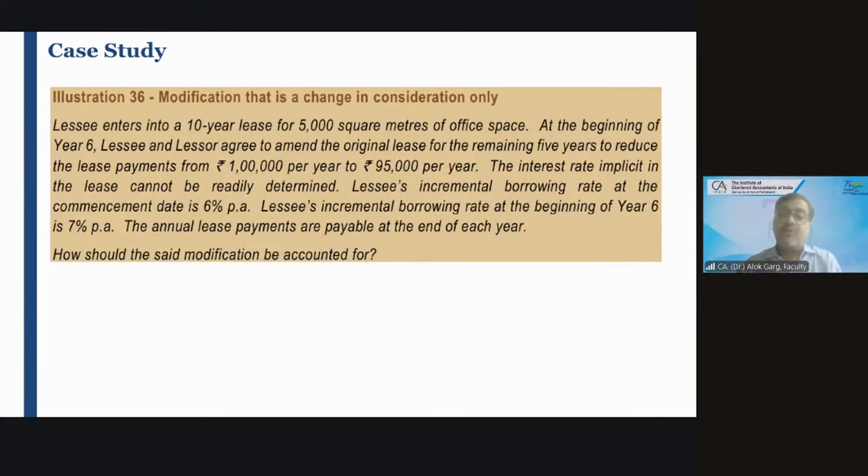Now you need to compute the revised lease liability on the basis of the revised terms and conditions. You compare the revised lease liability on the modification date with the existing lease liability on the modification date. Whatever gap is there, for example, if there is an increase in lease term or increase in scope, which is not in line with the consideration, then your lease liability will also increase. Whatever the increase, you have to add to your lease liability and to your right of use asset.